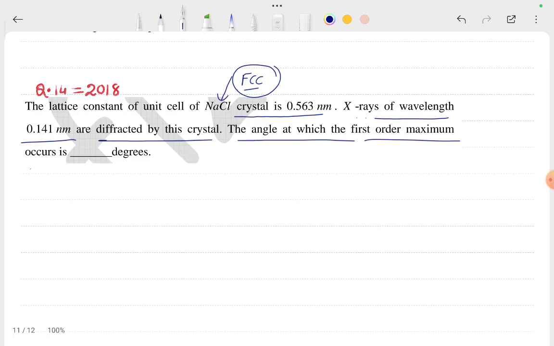What is given? Yeah, that's the question. Here the lattice constant of the NaCl unit cell is mentioned: a equals 0.563 nanometers. Units are the same. Wavelength lambda equals 0.141 nanometer, and diffracted by this crystal, the angle at which the first order maxima occurs, that is n equals 1. For n equals 1, we calculate theta equals what?